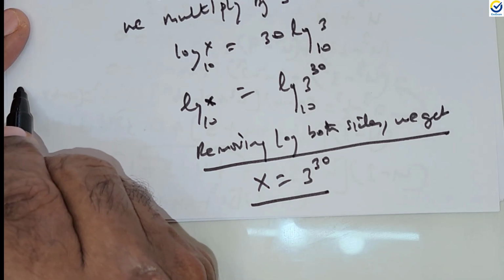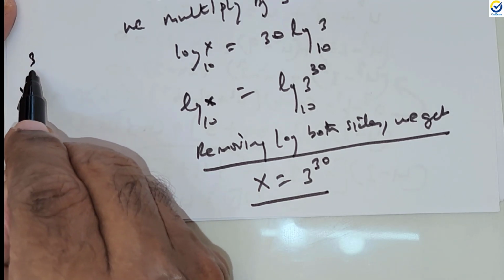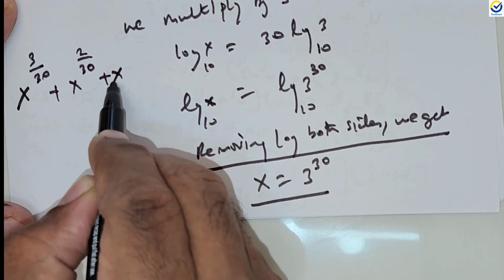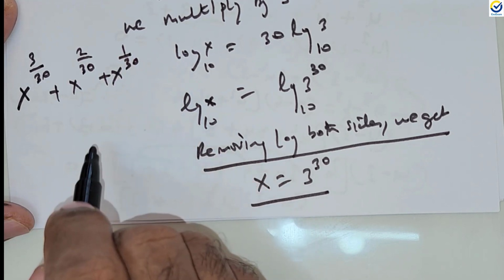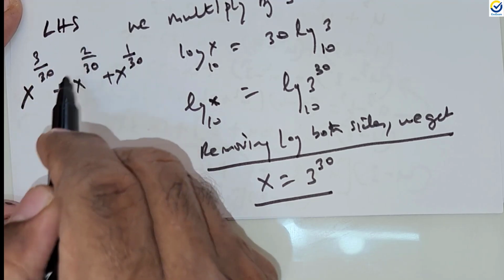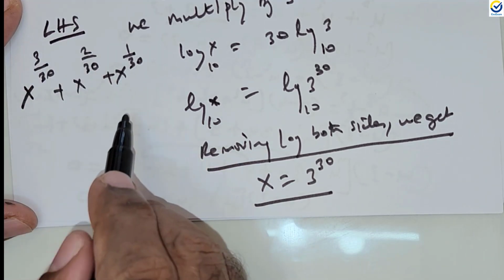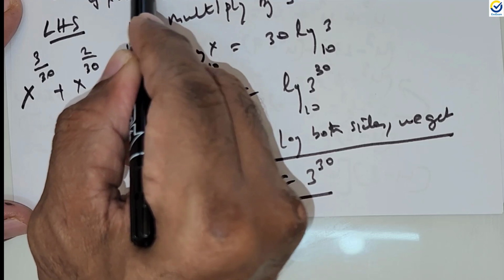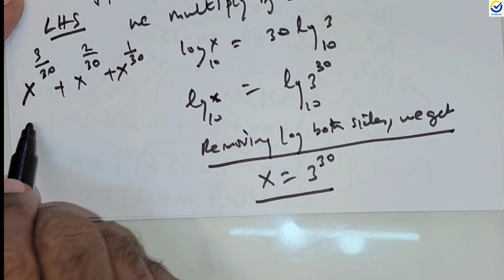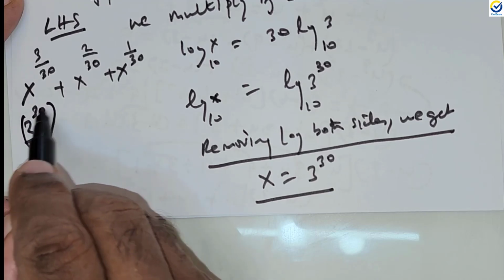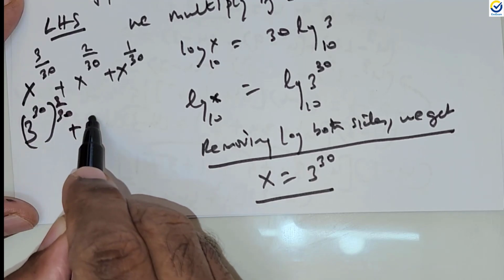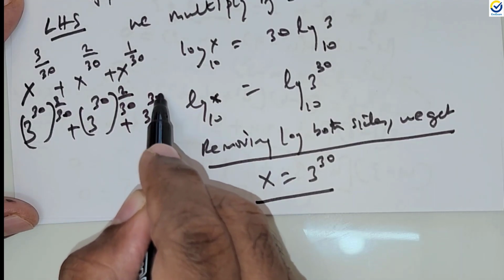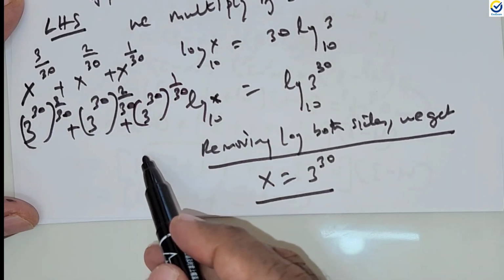Now if you remember, we started off like this, x raised to the power of 3 over 30 plus x raised to the power of 2 over 30 plus x raised to the power of 1 over 30. Right, this was the expression we added on the left hand side. Now this is the check. Now if you put x is equal to 3 raised to the power of 30, you should get the right hand side. So I'm going to substitute 3 raised to the power of 30. This is going to be raised to the power of 3 over 30 plus 3 raised to the power of 30, this is going to be raised to the power of 2 over 30 plus 3 raised to the power of 30, this is going to be raised to the power of 1 over 30.